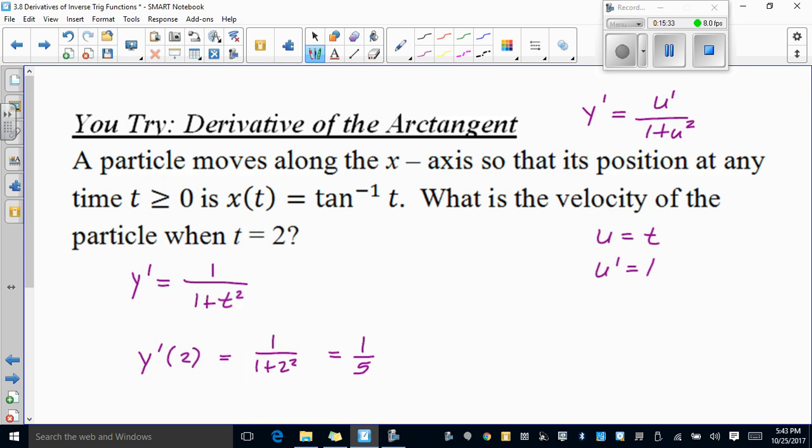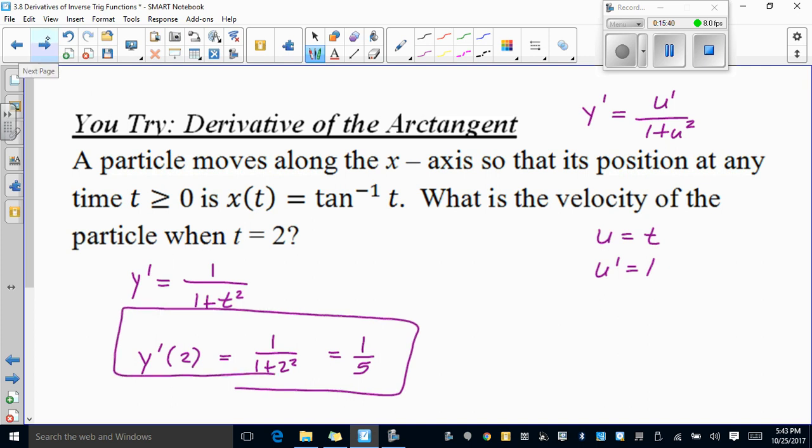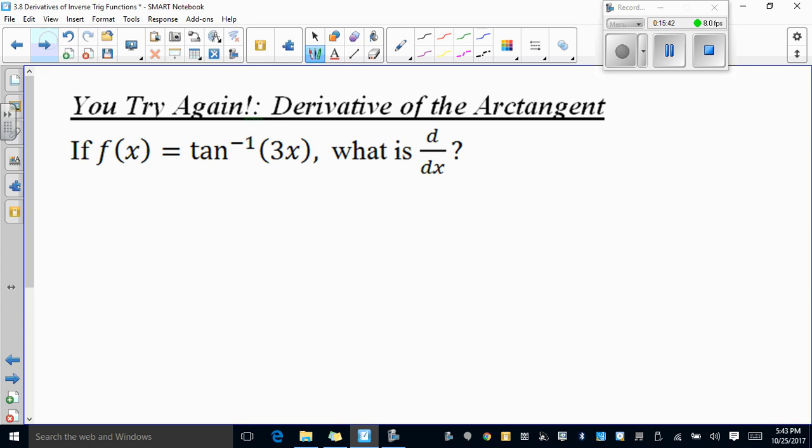Okay, and so we have the next one, derivative of the arctangent. If f of x equals the arctangent of 3x, what is d dx? So they're just asking for a derivative this time. So again, y prime is equal to u prime over 1 plus u squared. I'm not going to pause. You go pause it, do the problem, see how you do, and then when you unpause it, I will be working through the problem.